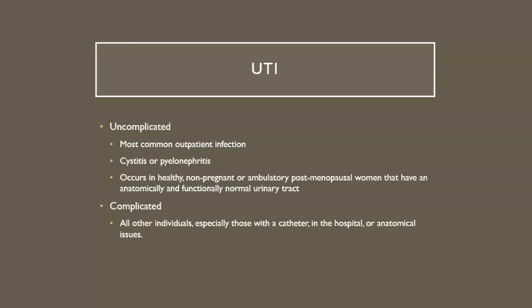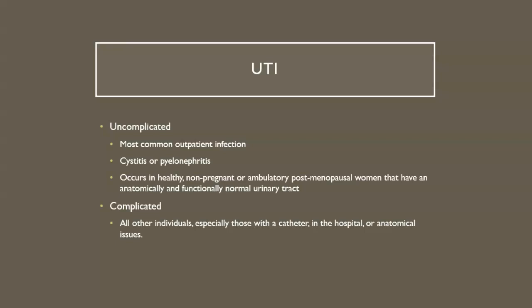It's important to understand what the difference is between uncomplicated UTI and complicated, so this is just a little list for you to describe the differences. An uncomplicated UTI is most common in the outpatient realm. This is a cystitis or a pyelonephritis. It typically is occurring in healthy, non-pregnant, or ambulatory postmenopausal women that have an anatomically or functionally normal urinary tract. So these are people that you probably are not seeing very often for UTIs, and this is just kind of a once in a blue moon infection for these people.